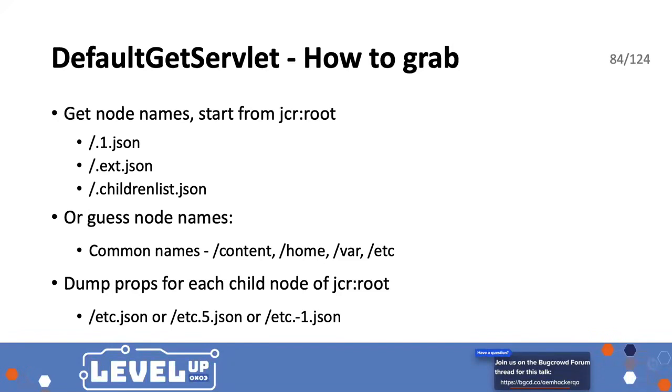You can use the following approach for data exfiltration. On the first step, you get information about direct children of JCR root. However, in some cases, listing for JCR root is prohibited. If so, you can try to guess node names. Common node names are content, home, var, etc. And on the second step, you can start to traverse JCR and dump node properties. When depth selector is allowed, you can get JCR subtree using one GET request.